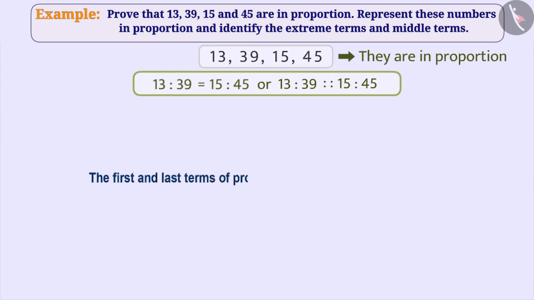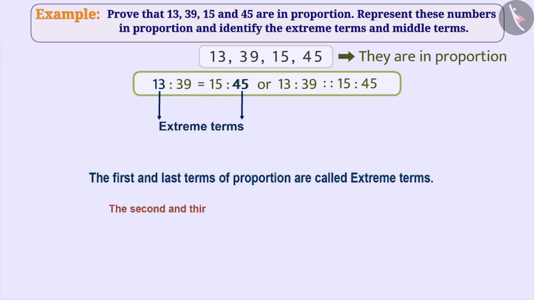Out of the four terms of a proportion, the first and last terms are called extreme terms. Among the given terms, 13 and 45 are extreme terms. Similarly, out of the four terms of a proportion, the second and third terms are called middle terms. Among the given terms, 39 and 15 are middle terms.